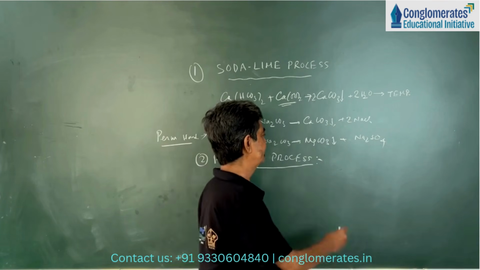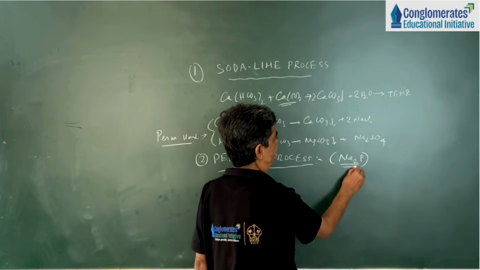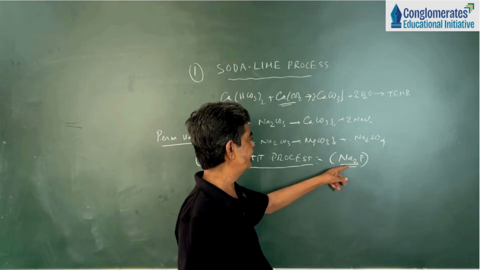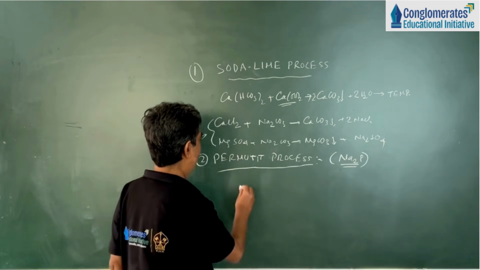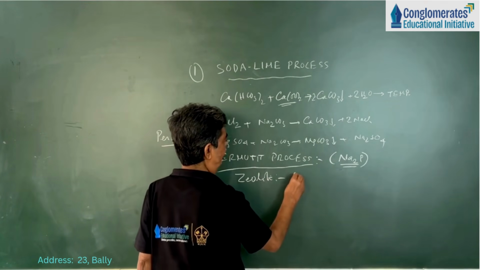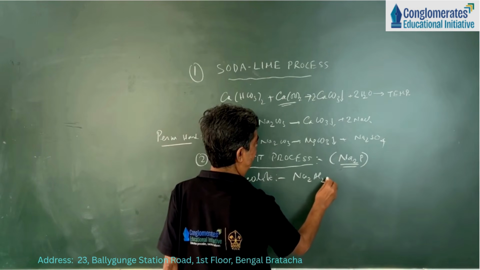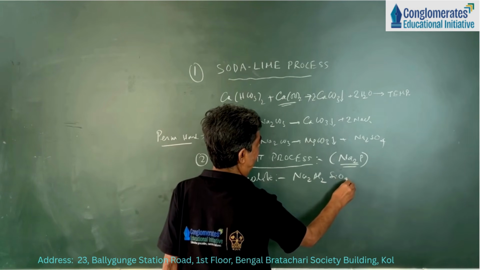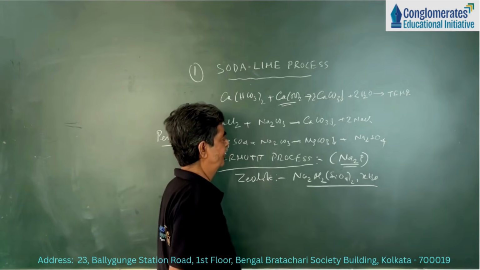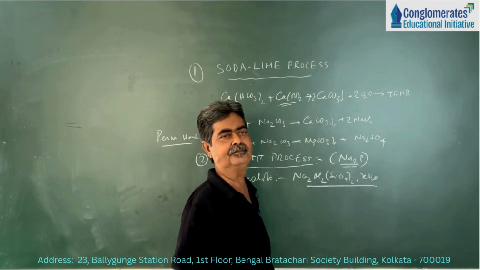And this permutit can be represented as sodium permutit, Na2P, where P stands for permutit. What is that? It is artificially prepared zeolite. Zeolite is Na2Al2(SiO4)2 xH2O. This is zeolite. An artificially prepared zeolite is called sodium permutit, which can be represented by the formula Na2P.